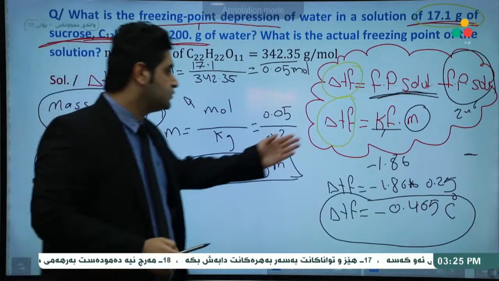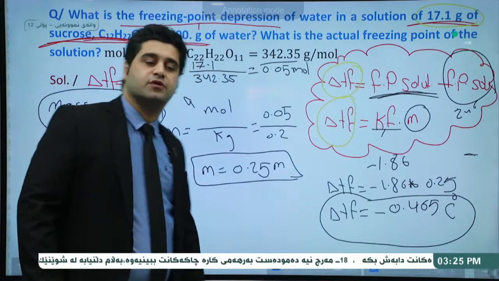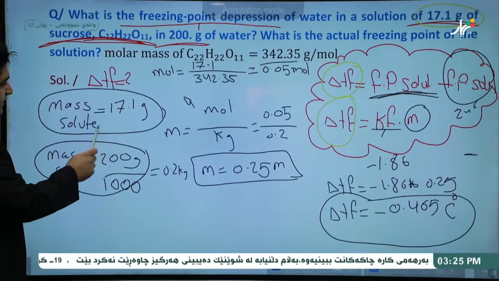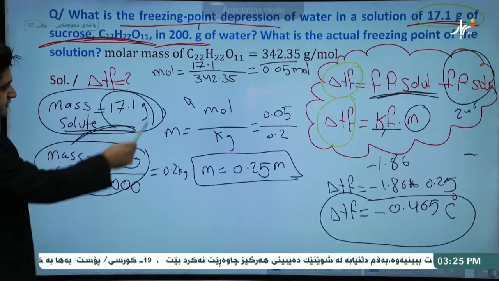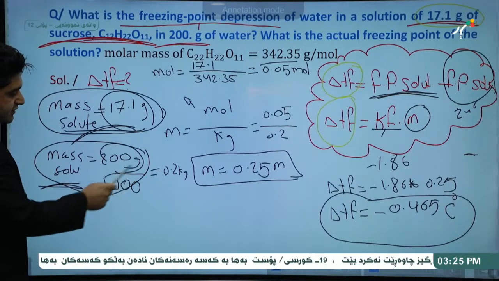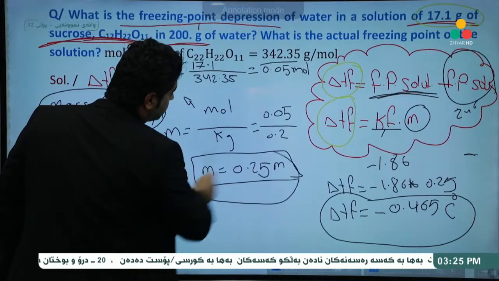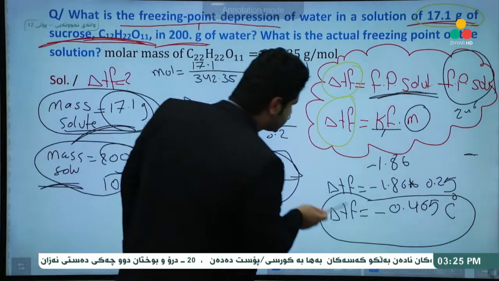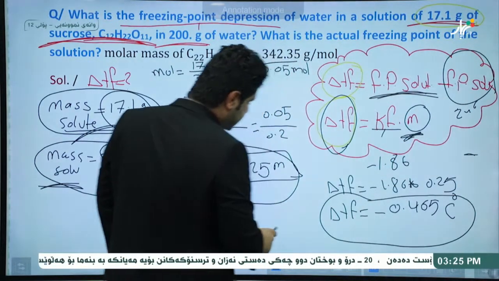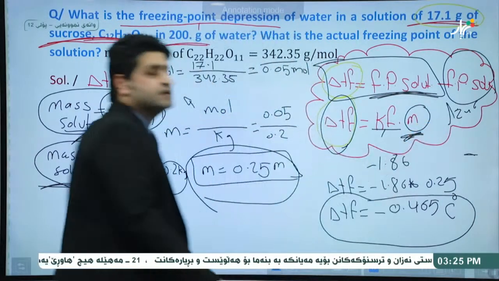So delta Tf is equal to Kf times molality, or is equal to the freezing point of a solution minus the freezing point of the pure solvent. The question gives us the mass of solid, which is 70.1 grams, and the mass of solvent, which is 200 grams. We just turned them into kilograms and into number of moles, and after that we calculated the value of molality. Why? Because we should substitute molality in here to calculate delta Tf. And then delta Tf is equal to the freezing point of a solution, because in here we have 0 value.